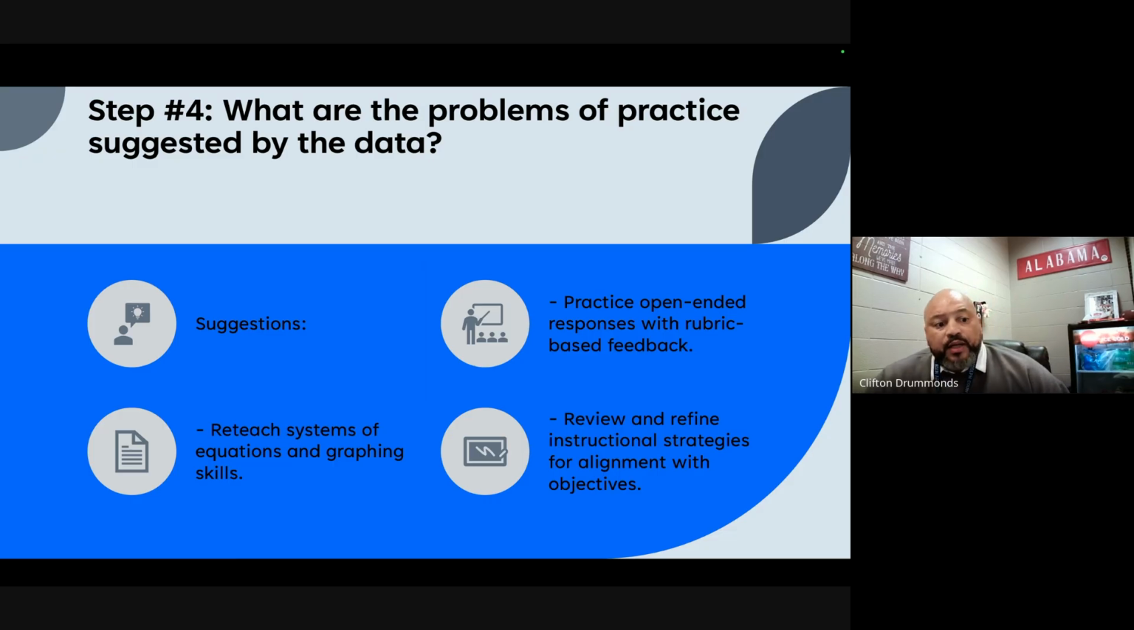All right, what are the problems of practice suggested by the data? What do we know? What do we want to know? What are the suggestions moving forward? Again, do we have a system in place where kids are allowed to have some kind of tutoring sessions, or are they actually being pulled out for the teacher to reteach? Is that time frame there? But definitely they need to practice the open-ended questions, and find out what the solution is based off the testing results.